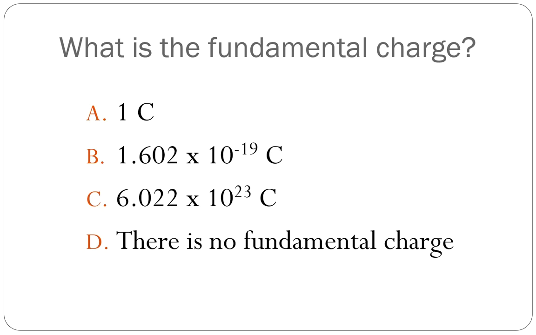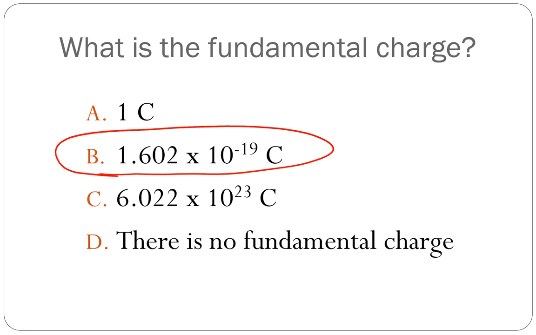8 of 10 have answered. 9 of 10 have answered. And since the 10th person somehow hasn't connected yet, we'll stop here. Everybody said 1.602 times 10 to the minus 19, except for Sarah trying to get people to say it wrong. So that is the fundamental charge.